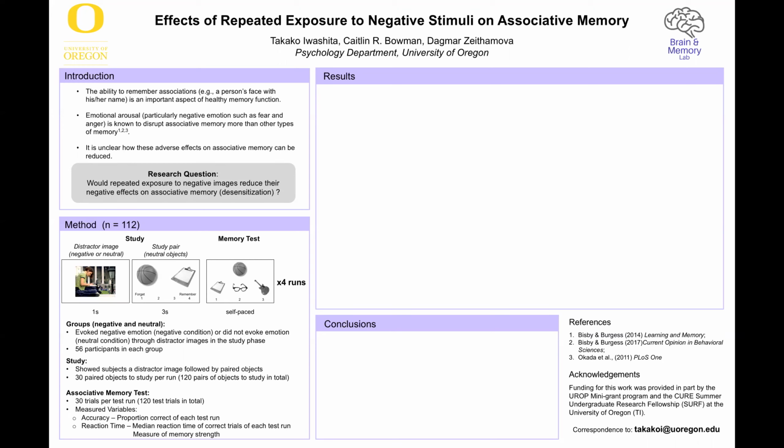In the experiment, we showed subjects a distractor image followed by pairs of objects. We asked them to only remember those pairs of objects for a later test. We administered 4 study test runs to measure change in memory with repeated exposure. The measured variables in this study include accuracy, which is the measure of memory performance, and reaction time, which is the measure of memory strength.